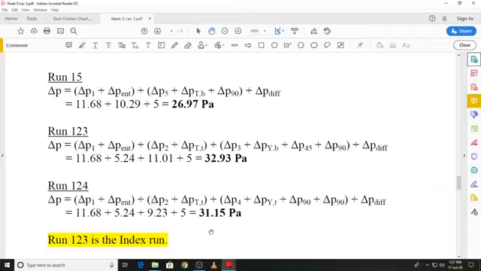Run 1, 4 gives you a total pressure drop of 31.15 pascals. As before, run 1, 2, 3 is the index run, but it is not necessary that if you solve a particular duct layout by these 2 methods, the index run remains the same in both cases. It is possible that the index run may be different in the 2 cases. So that is a simple duct layout that we have solved using the 2 methods, that is the velocity method and equal friction method.